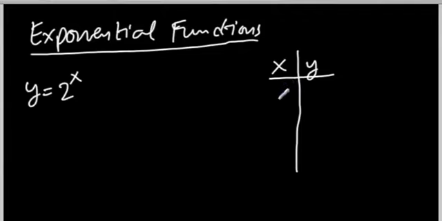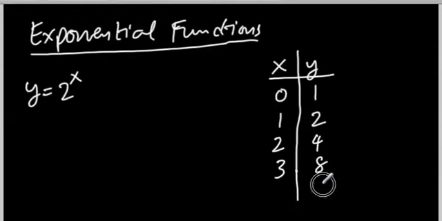So let's say when x is 0, y is equal to 1. When x is 1, y is equal to 2. When x is 2, y is equal to 4. When x is 3, y is equal to 8, and so on and so forth. So what you can see is that this function will grow really fast as x increases. So this is an example of exponential growth.